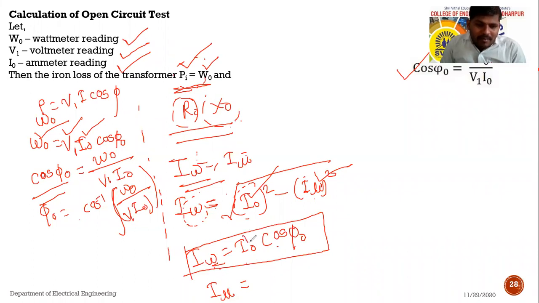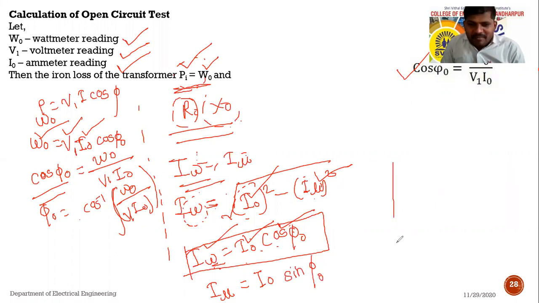And similarly, the formula for I mu: you have the value of I0, you have the value of cos of phi 0. If we put in the value, then you know the value of IW. What is the formula for I mu, the magnetizing component? I0 sin phi 0. I0 sin phi 0 is just the opposite of this.